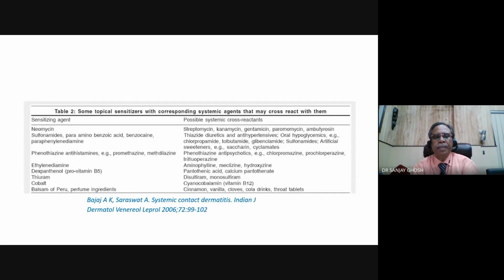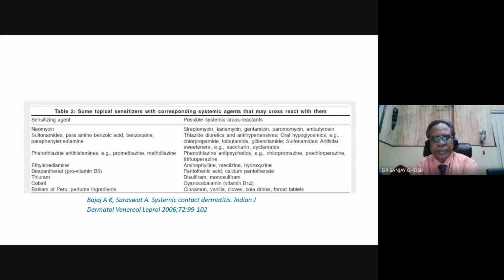This very important chart is published in the Indian Journal of Dermatology by Dr. Bajaj. He has worked a lot in contact dermatitis. You can take him as one of the major persons in the Indian field of contact dermatitis. This is a good table, which shows cross-reactions: neomycin is cross-reacting with gentamicin, streptomycin.